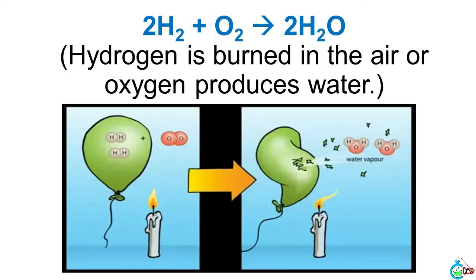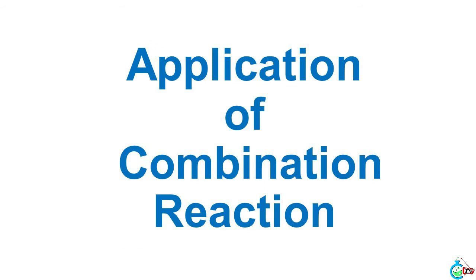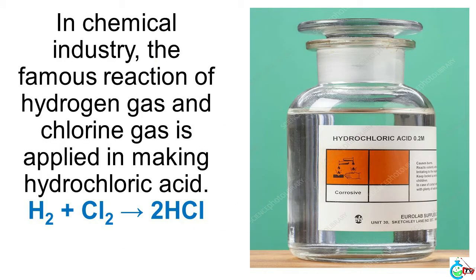2H2 plus O2 yields 2H2O. Hydrogen is burned in the air or oxygen to produce water. Application of combination reaction. In the chemical industry, the famous reaction of hydrogen gas and chlorine gas is applied in making hydrochloric acid. H2 plus Cl2 yields 2HCl.